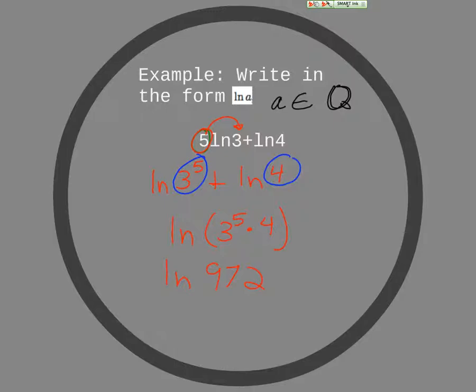So I did 3 to the 5th power and then times it by 4. But like that, the point is that it is in that form. I have natural log of this number, and this number is rational. So this is not part of our answer, but just showing you it's still in that form because that number is rational. So this could also be a fraction as well.